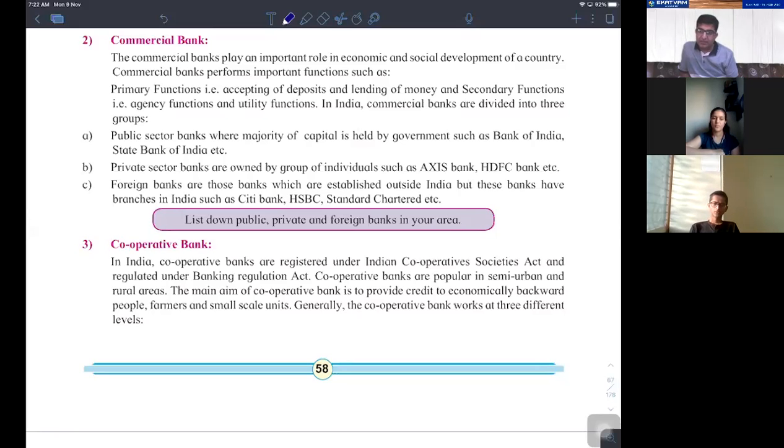Then foreign banks, the banks whose location is outside India, whose registration is outside India, but they are having activities in India. They are called the foreign banks.